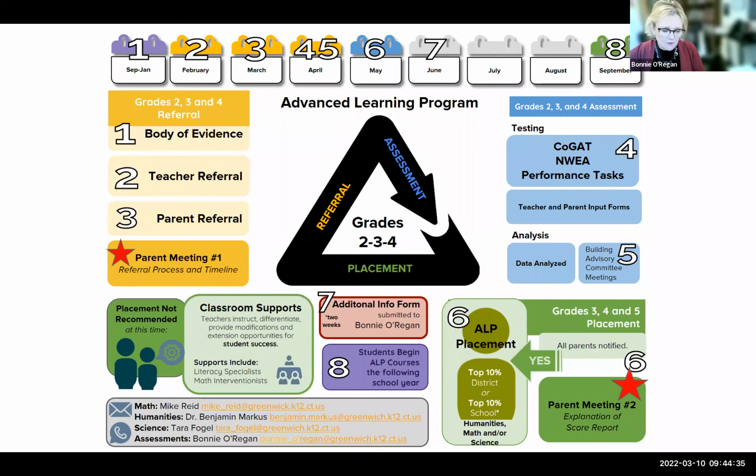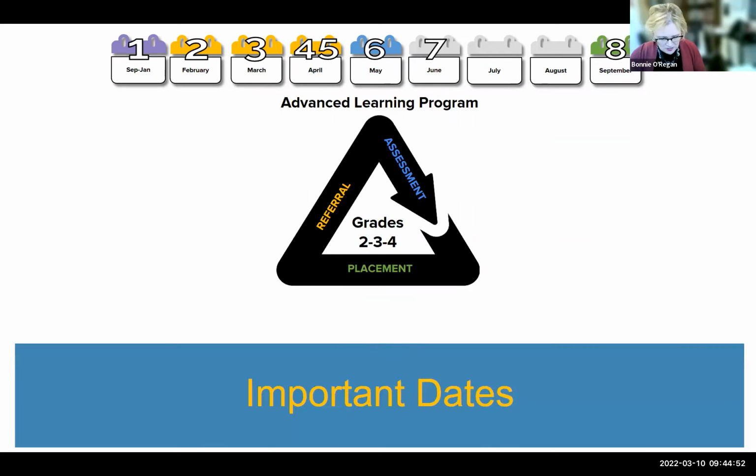Now remember, the development of gifts and talents is dynamic, constantly developing. Therefore, the placement process extends from 2nd through 8th grade. Opportunities are provided for students to be considered for placement in ALP throughout their school experience. There are 3 dates that are important for you to know.